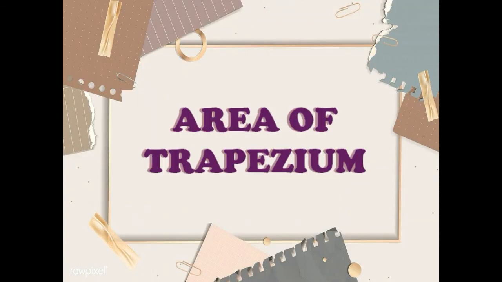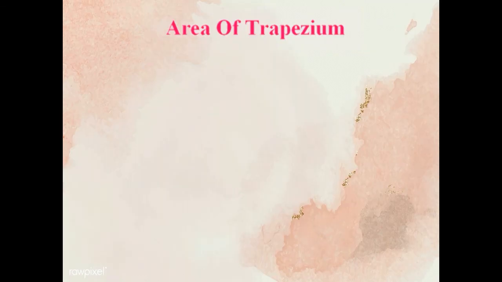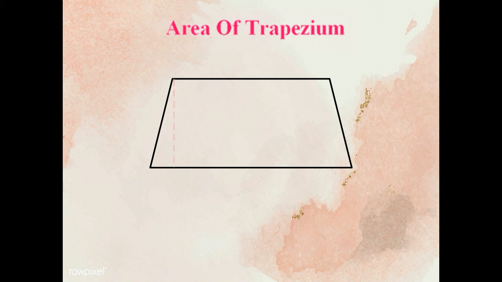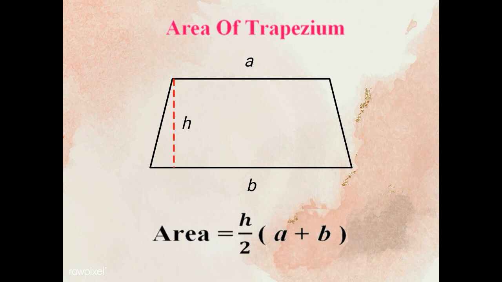Next is area of trapezium. Area of trapezium is total region enclosed by a trapezium. So, if we have a trapezium with height called H, and the upper base called A, and the lower base called B, the area of this trapezium can be found with the formula H over 2 times A plus B.